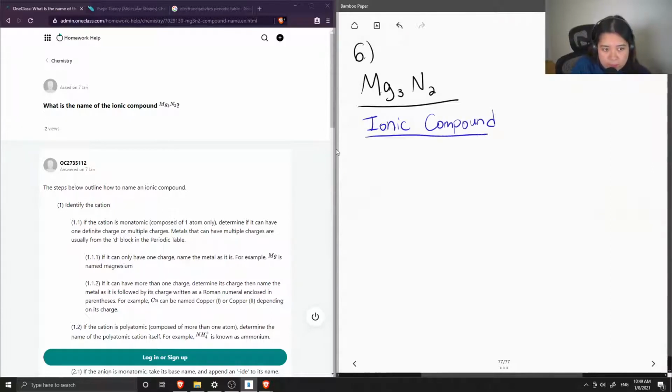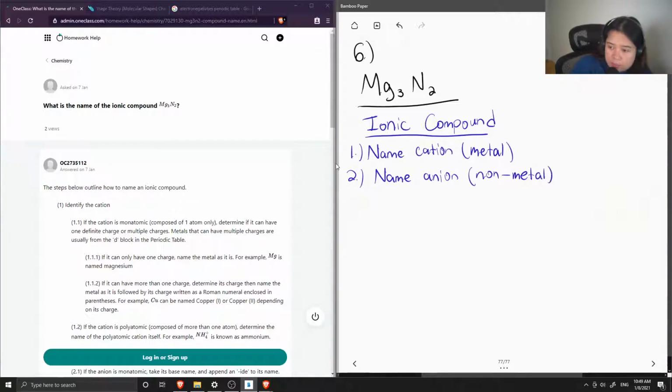So when we name ionic compounds, we name the cation first, which is the metal, and then we name the anion, which is the nonmetal, or these can both be polyatomic ions, in which case you would just name the ions, but in our case we just have magnesium and nitrogen.